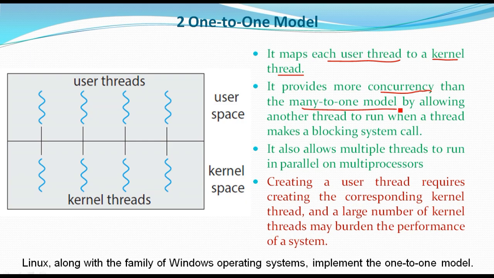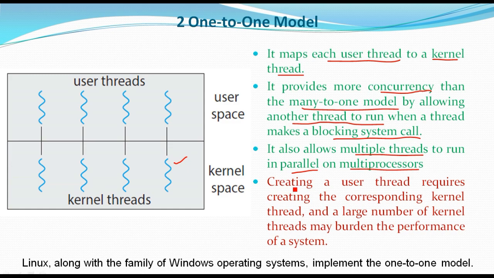This one to one model provides more concurrency than the many to one model by allowing other threads to run when a thread makes a blocking system call. Means if any one thread makes a blocking system call, the other threads can still run as usual. It also allows multiple threads to run in parallel on a multiprocessor. If we have multiple processors, we can run multiple threads on them.